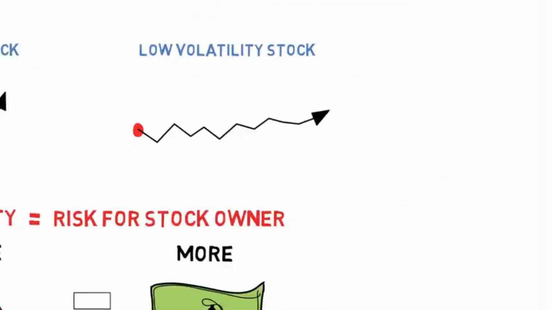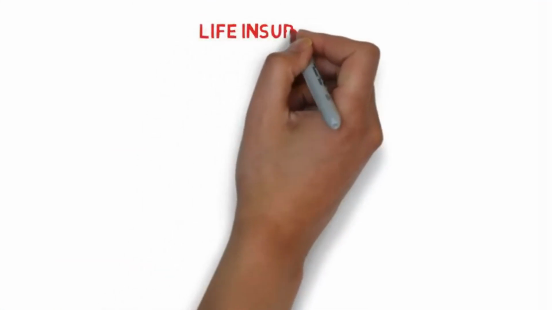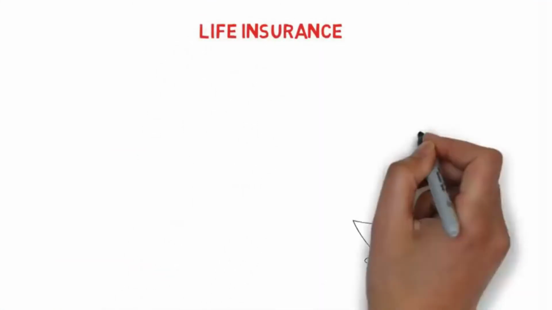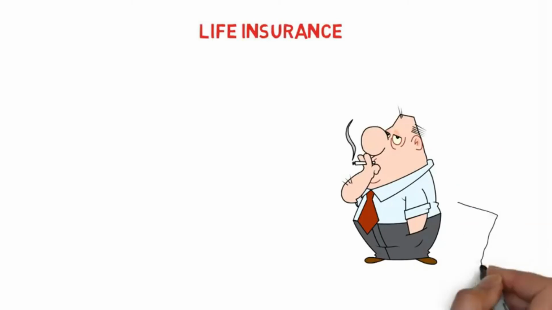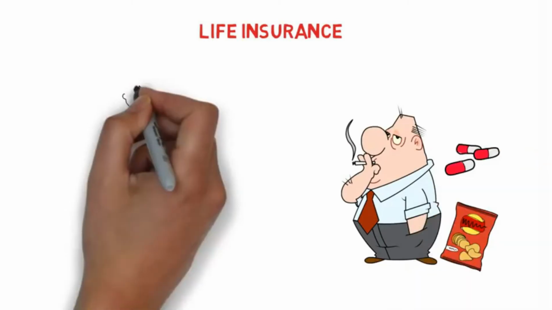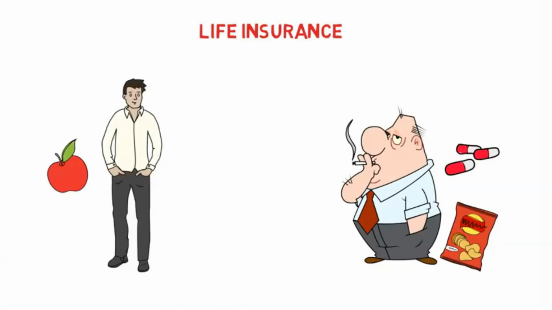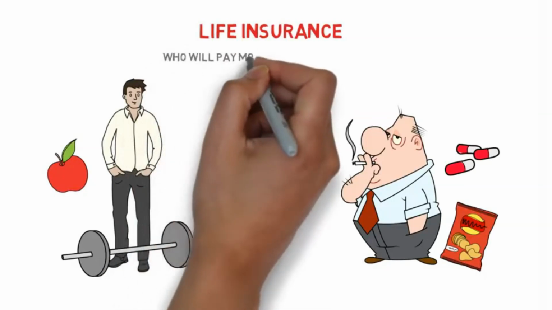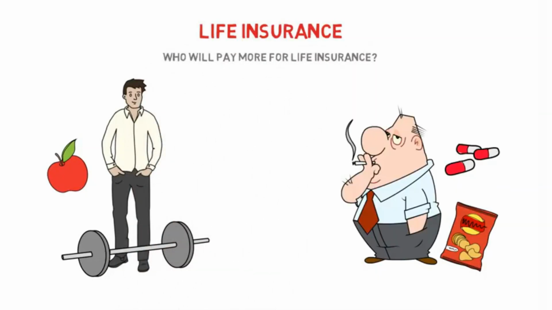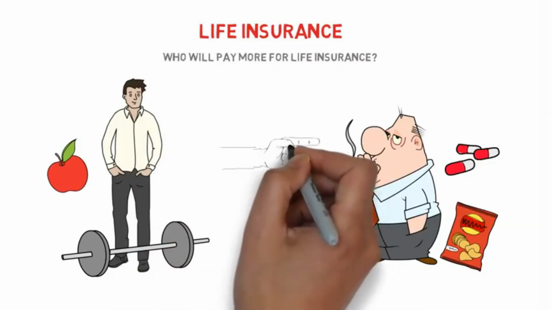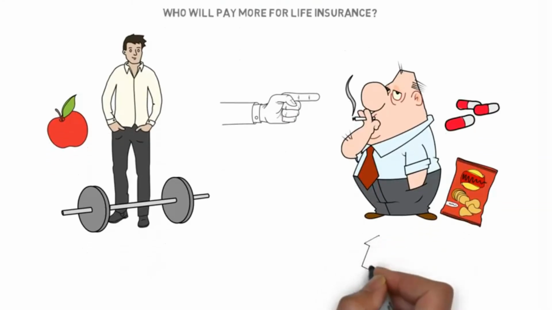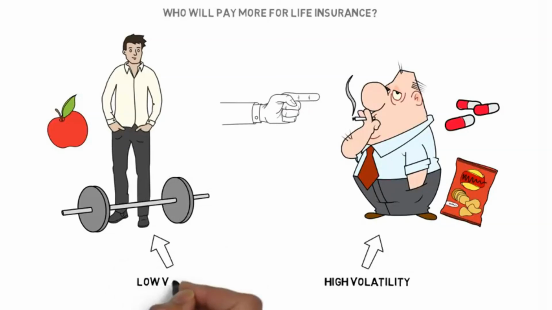Let me explain. I know you're probably sick of the insurance analogy by now, but let's say you are providing life insurance for two different people. The first person is overweight, smokes a pack a day, and has a medical condition. And the second person is healthy, exercises regularly, and has no signs of any life-threatening medical conditions. Now, who do you think will have to pay more for life insurance? Exactly, the person who is at more risk of dying. Now think of this person as a stock with high volatility and this one as a stock with low volatility.